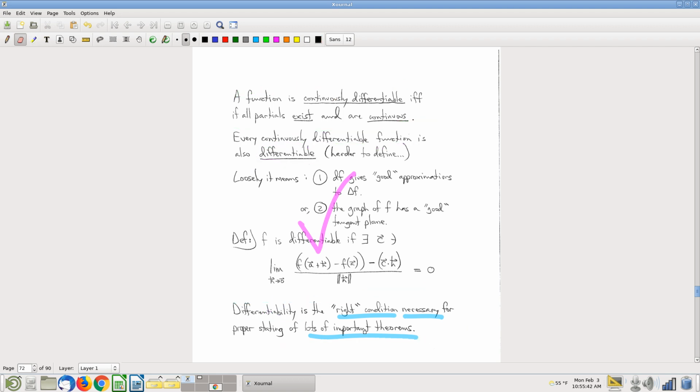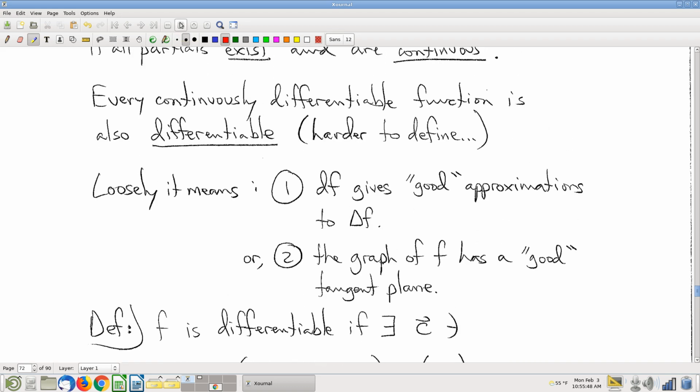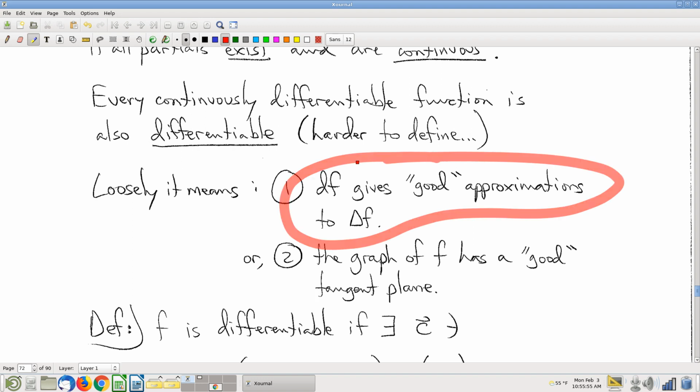Okay, so very quickly, what does differentiability mean? Let's talk about that. Again, I'm not going to go too hard on this, but I think this is pretty satisfying. It means that when you do linear approximations, you get what I'm going to call, and that's very vague, good approximations to the increment.